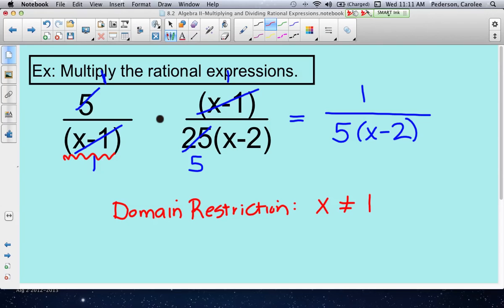Now let's go over to this fraction, its denominator. What would make that undefined? Well, if I substitute 2 in for x, it would be 2 minus 2, which is 0. So now I have a denominator of 0. So there's two domain restrictions. X cannot be 1, and x cannot be 2.